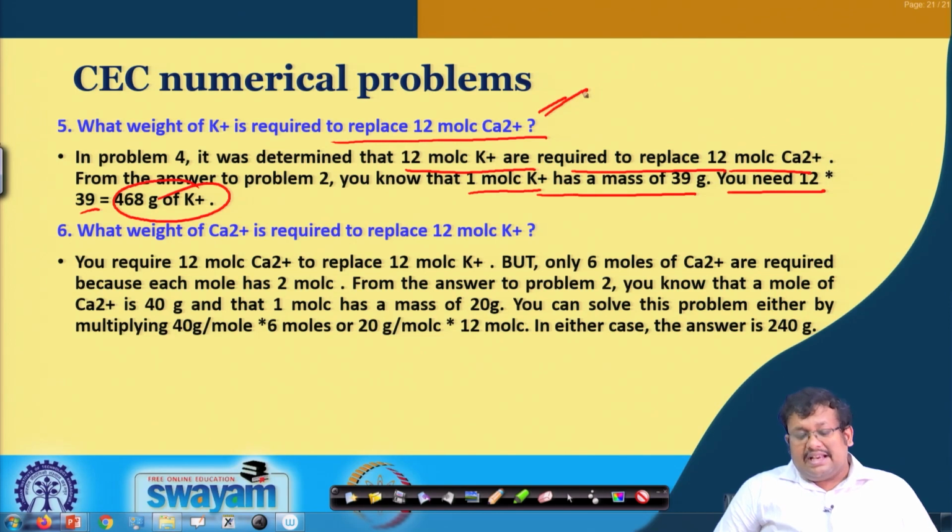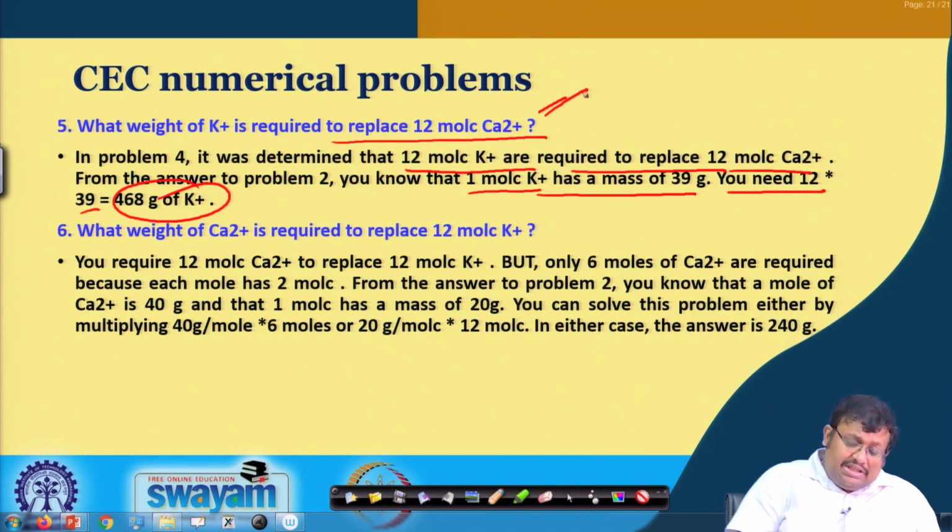So, this is again simple. We need 12 molar charge of potassium to replace 12 molar charge of calcium. Now, from the calculated value of the mass of molar charge of potassium, we just have to multiply it. So, 12 multiplied by 39, that is 468 grams of potassium.